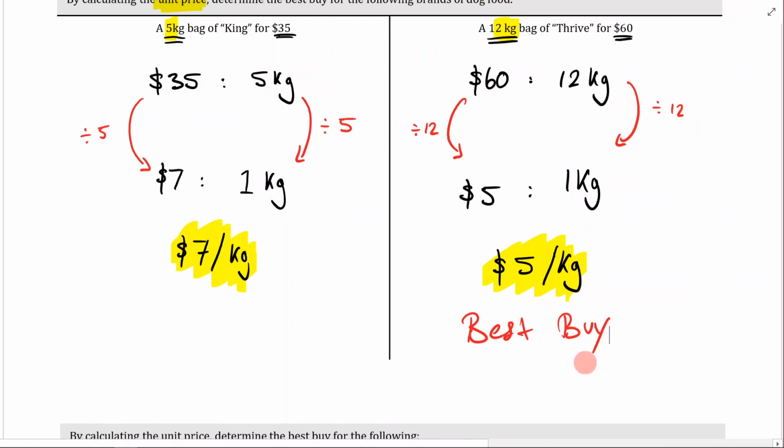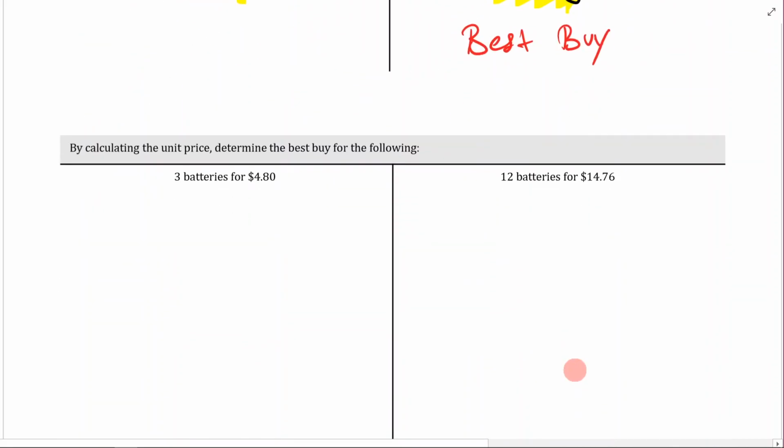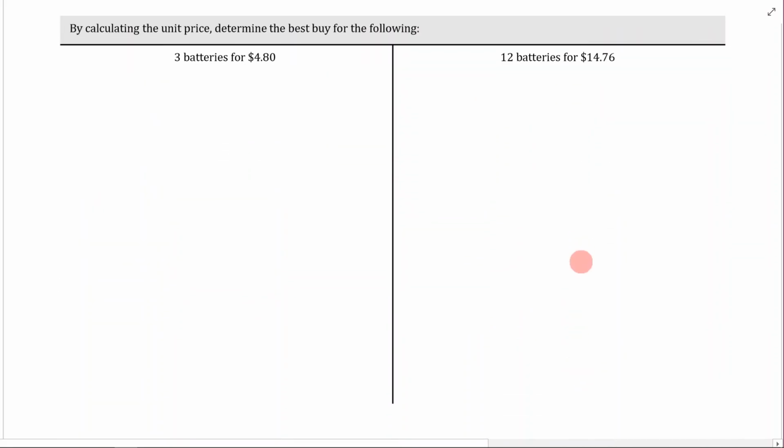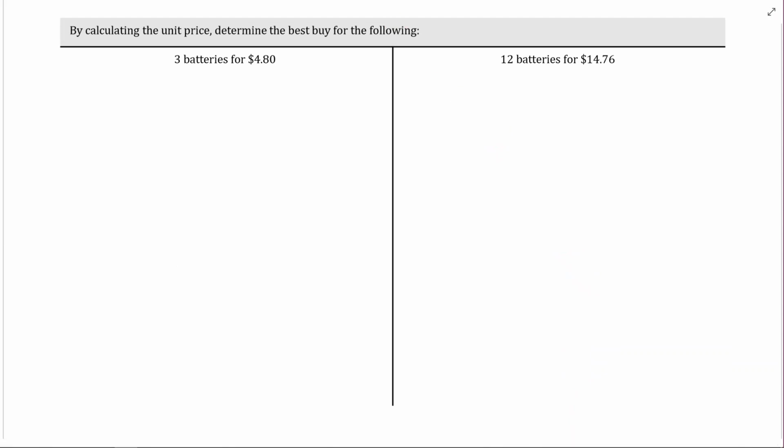Let's keep on moving now. Hopefully that first example made some sense. And this one's going to be much the same as what we did above. So if you'd like to pause the video and give it a go yourself, you may, or you can just follow along with me here. So what are we going to do? It says, by calculating the unit price, determine the best buy for the following: 3 batteries for $4.80. Okay. And then over here, 12 batteries for $14.76. So which of these is the better price for a battery?